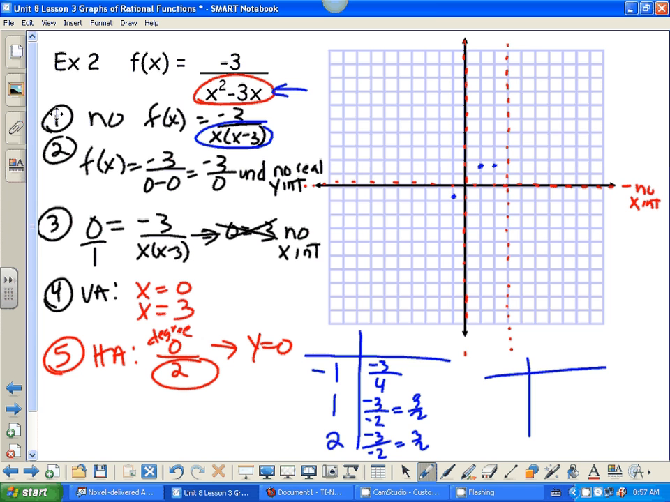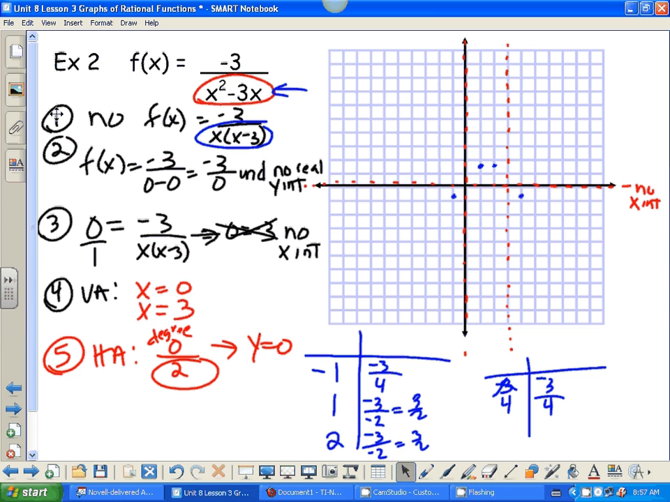Let's see what's happening at 3. Oh, we have an asymptote there. Let's see what's happening at 4. I get -3 over 16 minus 12, which is 4. So I get another -3/4. So I'm kind of seeing some symmetry here. I personally, at this point, can tell you what's happening in the graph.